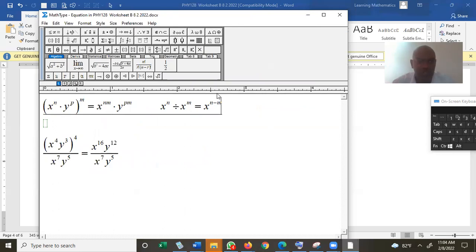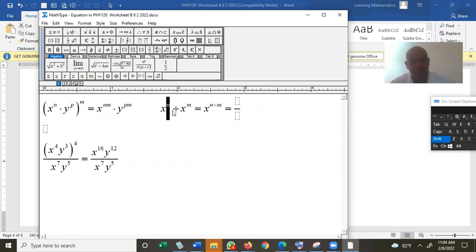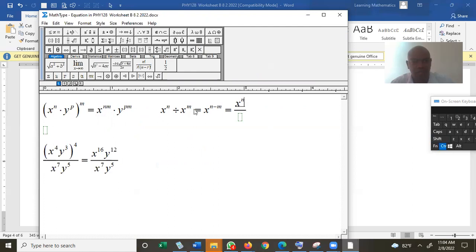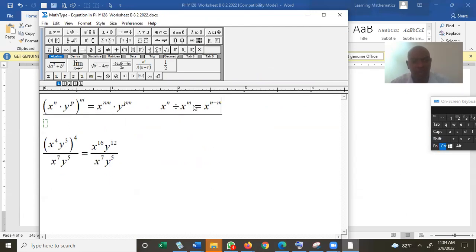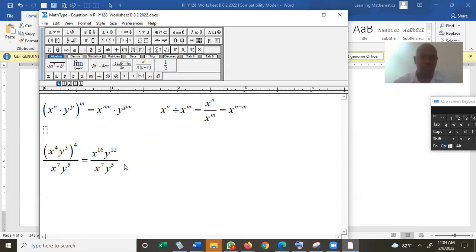So in other words, let's say you have it as a fraction. You have x to the n above, and you have x to the m below. The above is subtracted by the below, okay? So therefore now what we're going to have is x to the 16 minus 7.